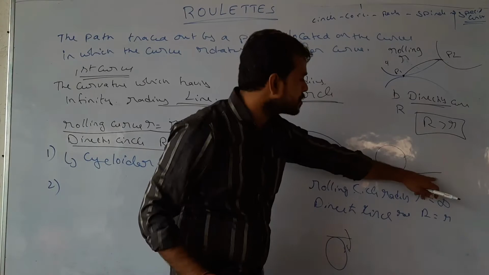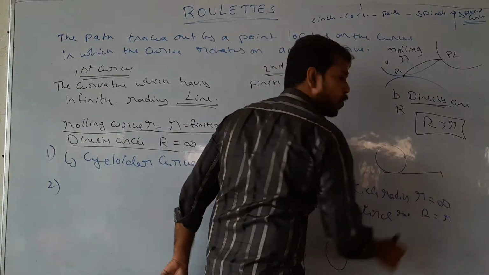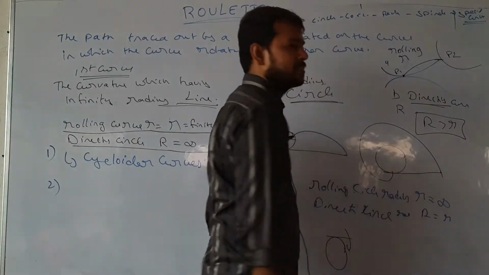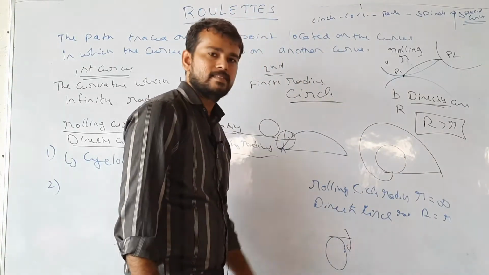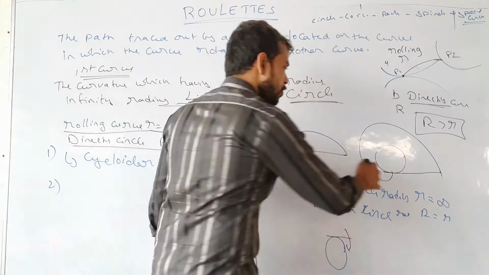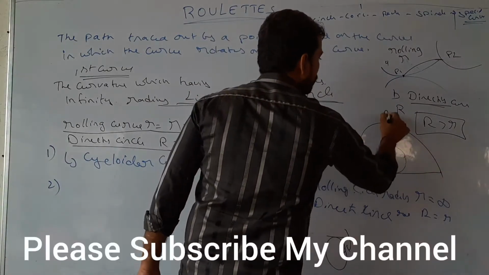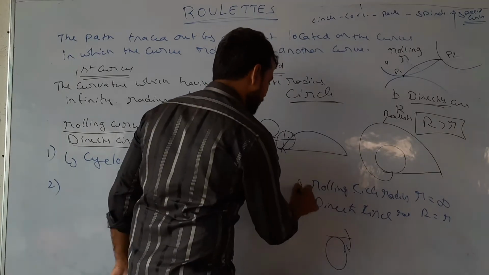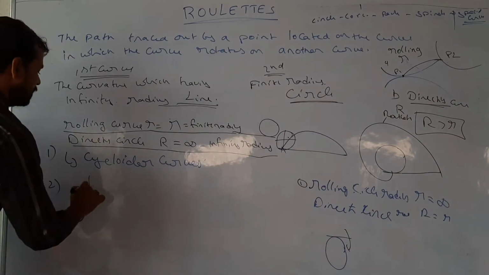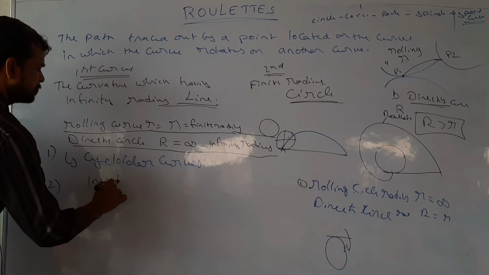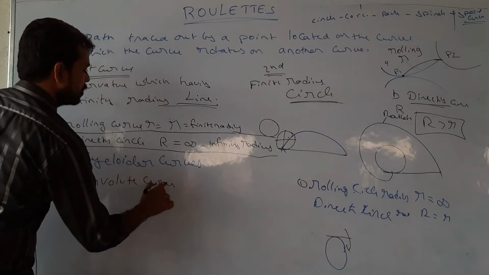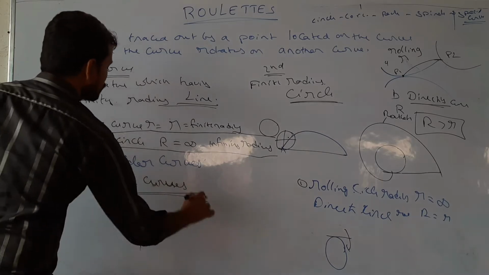While the line is rotating like this, if you consider any point here, the path traced out by this point will be like this. So this is how a roulette will be formed. If a roulette forms like this with the second condition, then that type of roulettes are called involute curves.